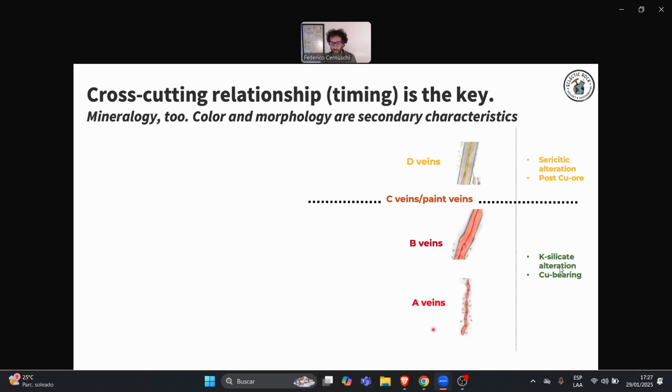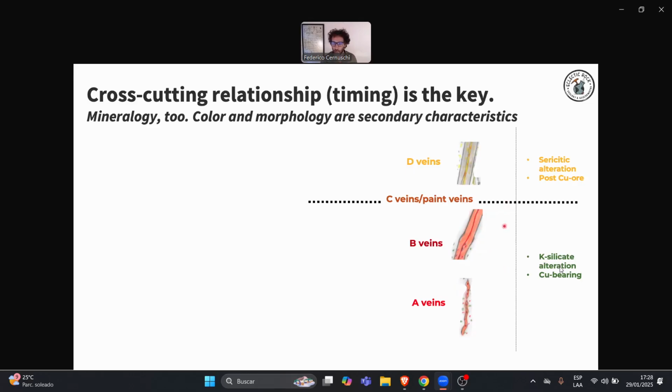So we start with A veins. Bertrand was showing many examples of all these veins. You have this sugary aplitic texture, and they are discontinuous, very irregular, sinuous, and you have disseminated sulfides. And then these are crosscut by B veins, which are more straight-walled. They have the oscillatory banding in CL imaging, and sometimes they have continuous center lines of copper sulfides too. Both of these are stable with potassic alteration, and they have copper.